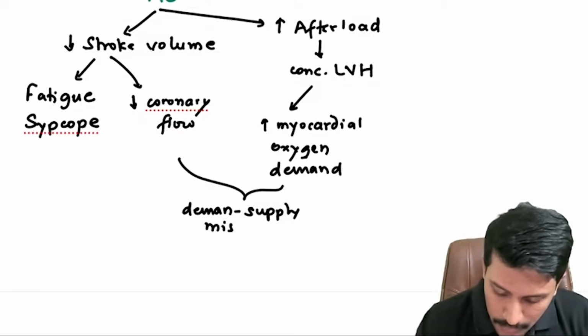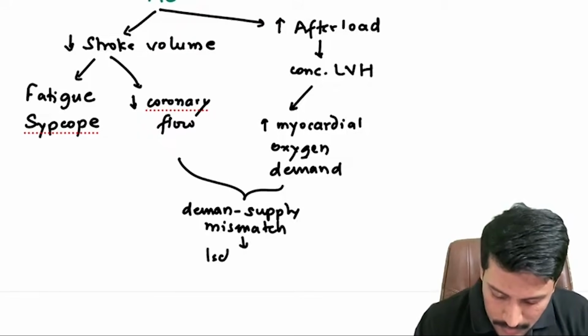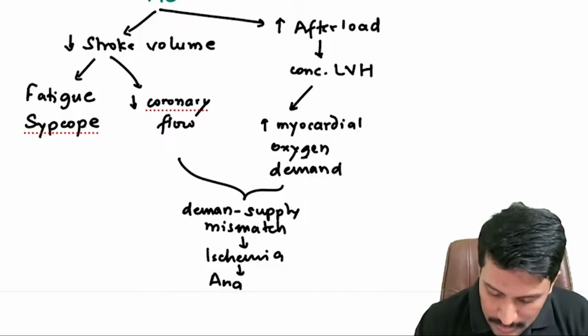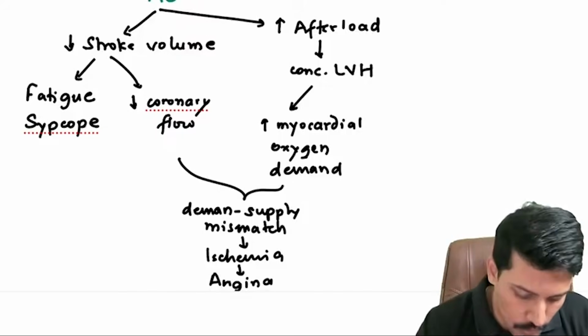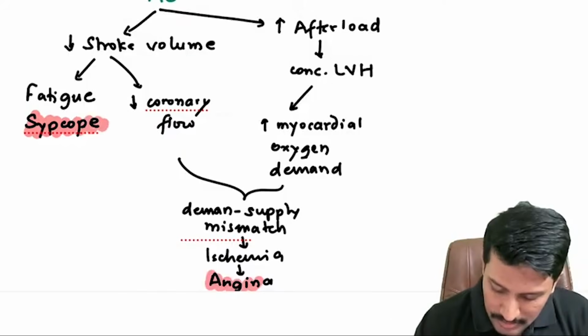Yes, the muscle will suffer through ischemia. And what is the symptom of ischemia? Chest pain, which is called angina. So angina is one more symptom that we can expect because of the aortic stenosis. So syncope is one, angina is another.